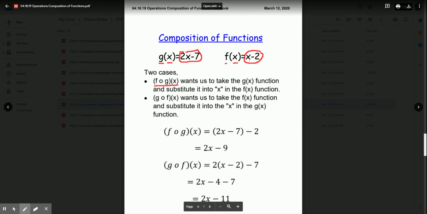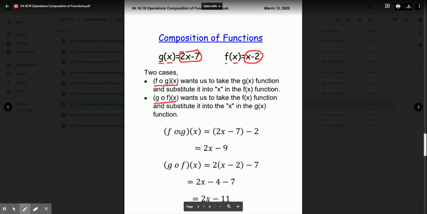And then we can reverse that by doing this one, which again, you pronounce g of f of x. And this one wants us to take the f function and substitute it into the x of the g of x function. So this would be the other way around. You've taken the x minus 2, which is the f function, and substituting that into the x of the g function. And you can see my examples right here where I actually do these two things out.